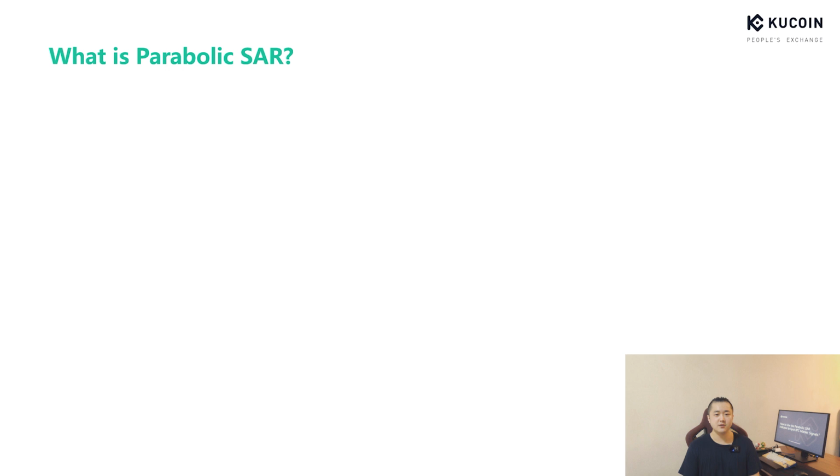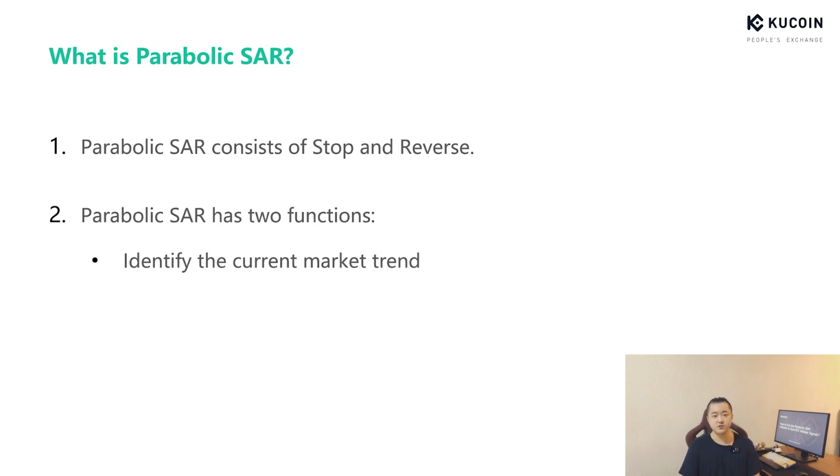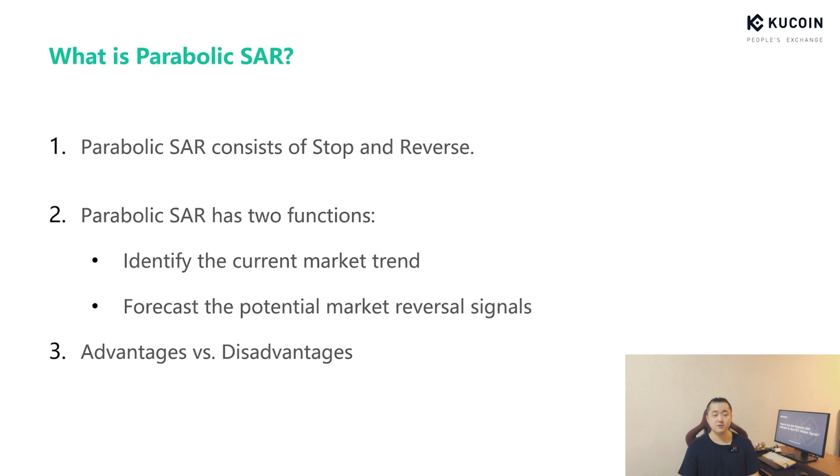Parabolic SAR is the abbreviation of parabolic stop and reverse. As the name suggests, Parabolic SAR has two functions: revealing the stop of the current market trend and the reverse for the future market trend. In addition, the reason why we define Parabolic SAR as the most efficient technical indicator is that it performs best in primary trend. Specifically, Parabolic SAR can give you the stop-loss price and a breakout trading entry price. We will discuss it in detail in the next slide.